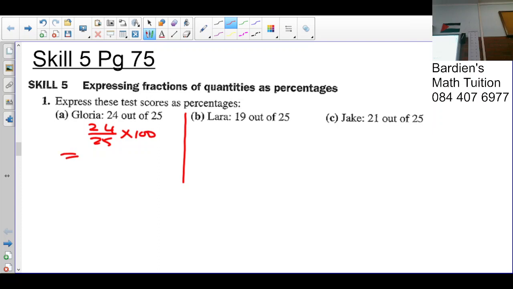This is saying that you're going to work out your test result. So 25 going into 25 once, 25 going into 100 4 times. 4 times 24 is 96. 96%. Do we have a Gloria here? No. Okay.